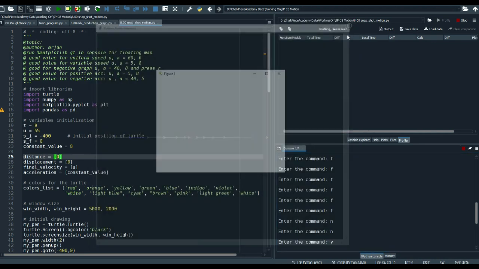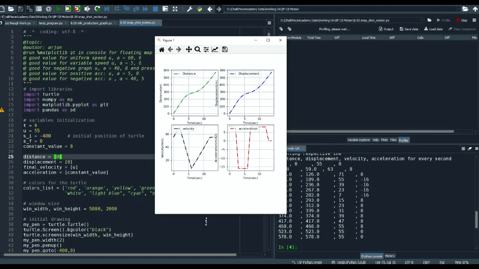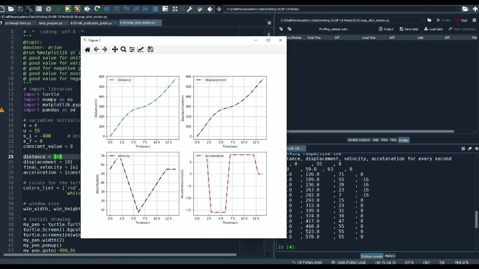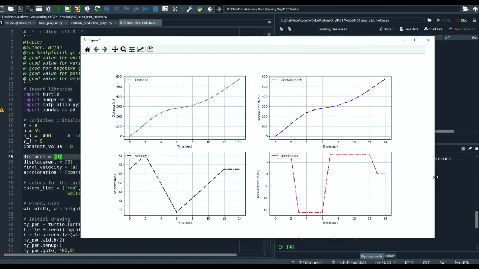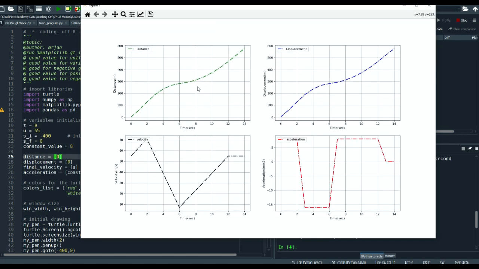Let's look at the graph. So you can clearly see the graph is all weird. It's not a straight line. This is an example of non-uniform motion. So it's traveling weird distances in equal intervals of time.